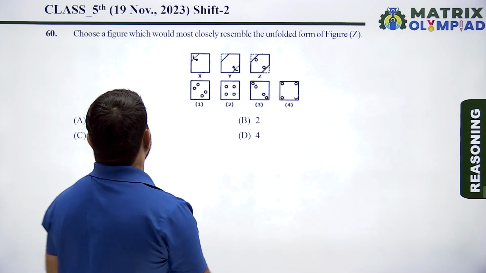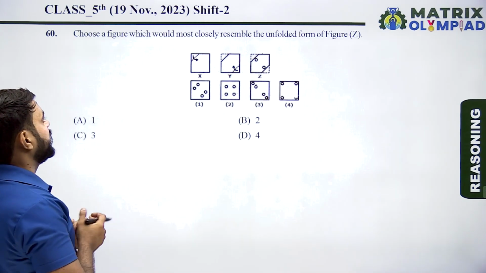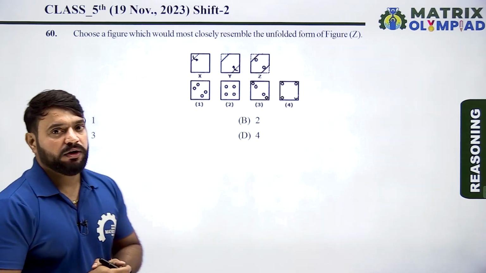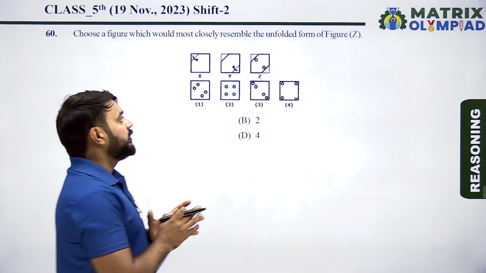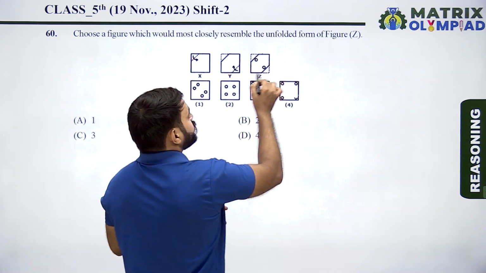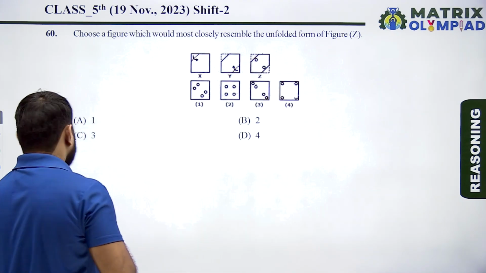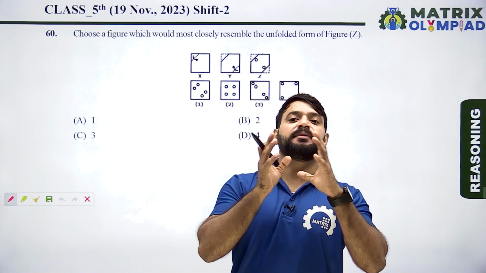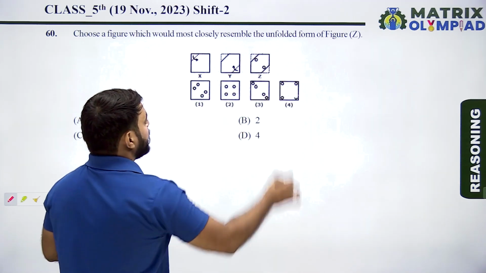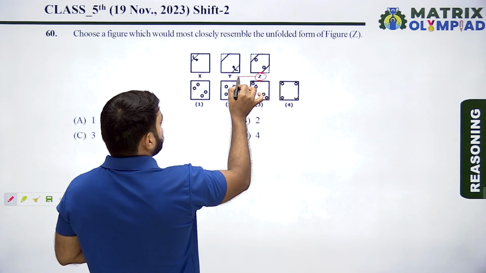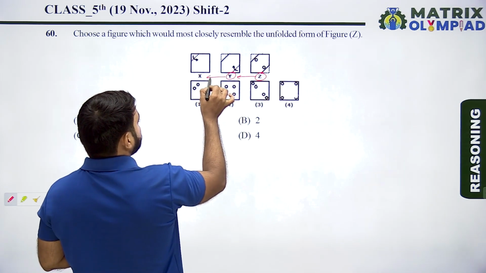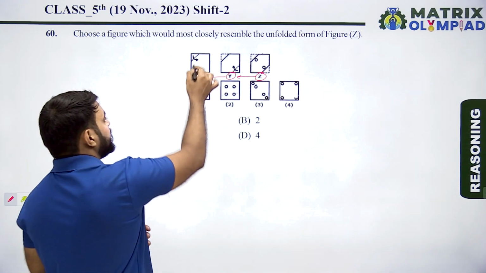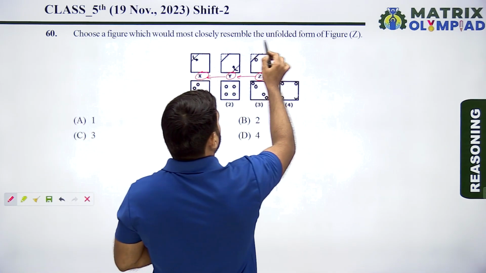Now the next question is question number 60. Choose a figure which would most closely resemble the unfolded form of figure Z. So find the unfolded figure of figure Z. Unfold the figure in the same sequence in which it was folded and find the mirror image in each case. When we unfold Z, then we get Y. Now we unfold Y, then we get X, and X represents the unfolded paper. So find the image of X, because X represents the unfolded paper.